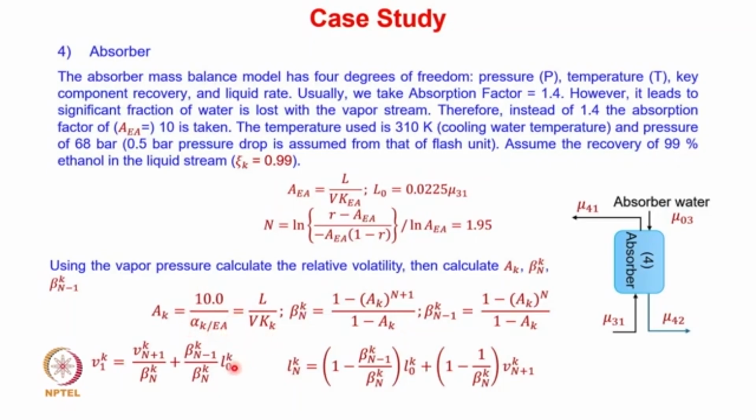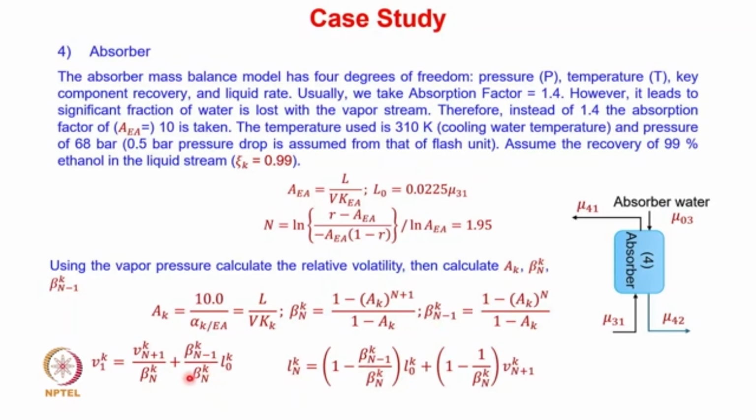And these different constants like Bnk and Bn minus 1k can also be obtained by using the absorption factor. So the procedure here is by using the vapor pressure data. Vapor pressure we can get from the Antoine equation, we can calculate the relative volatility, and once we get the relative volatility we can use that in this equation and we can calculate AK. Once we get AK we can calculate Bnk and Bn minus 1k, and once we have obtained this, then we can write down the mass balance for vapor and the liquid phase directly in the form of fractions here.